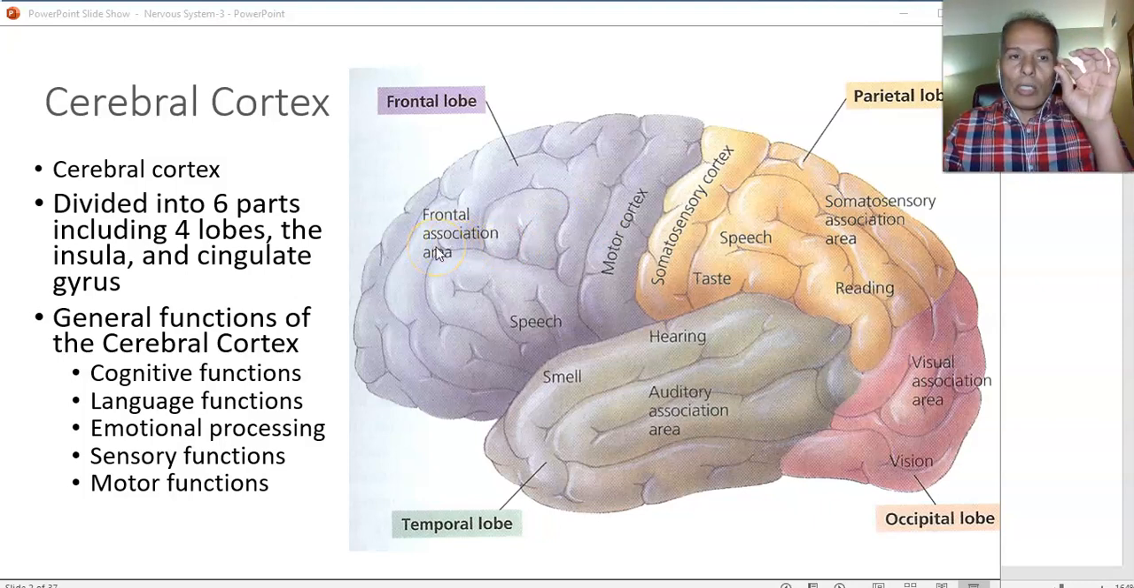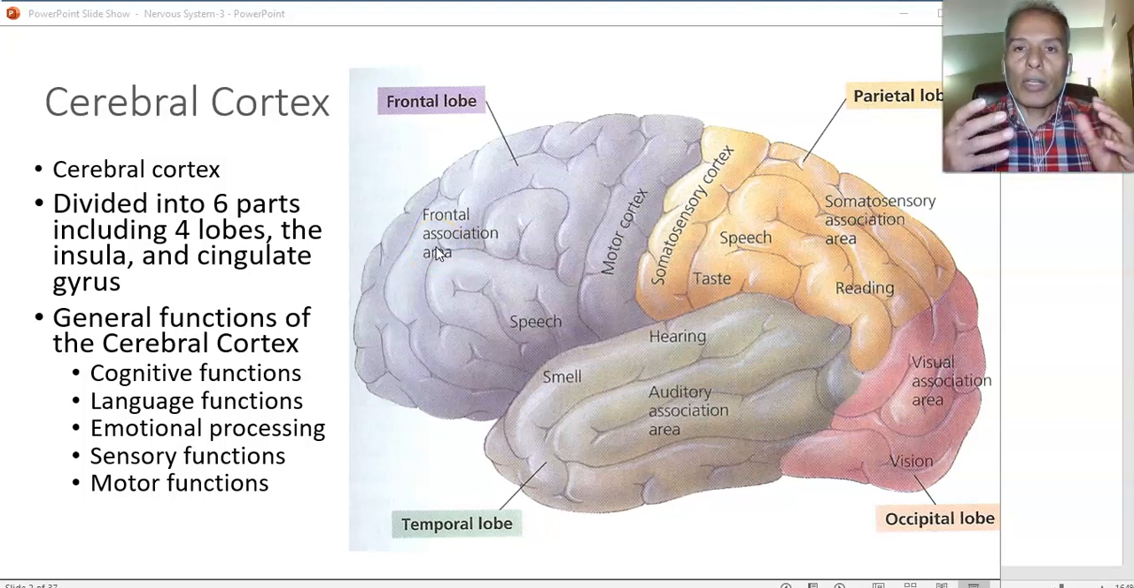So now we will speak about the cerebral cortex, its structure, locations, the geography of it, and we will speak about the functions as well. In this part, we also will speak about the cranial nerves.